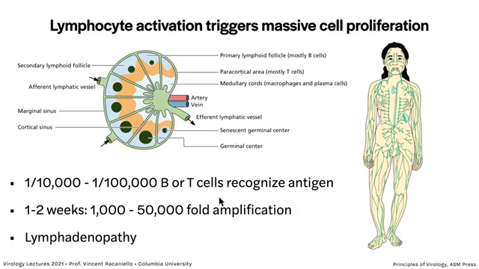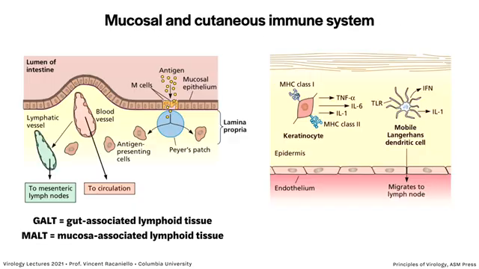But if you have an inflammation going on in the neighborhood of a lymph node, you might be able to feel it swelling. And that's proliferation of T cells in response to presentation of a foreign antigen.